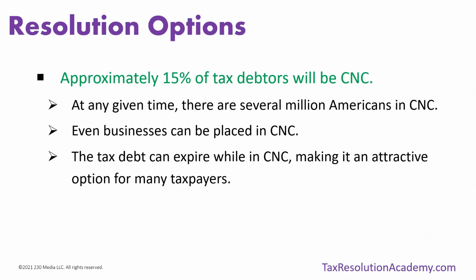Now think about that real hard. You do an offer in compromise math, and they're going to have to pay X dollars based on their income and assets. But if you can get them placed into CNC, they may not have to pay anything. In some situations, CNC can be a better deal than an OIC. Bet you never thought about that before, have you? Okay. Sometimes a CNC can be a better deal than an OIC. It's just something for you to keep in mind.